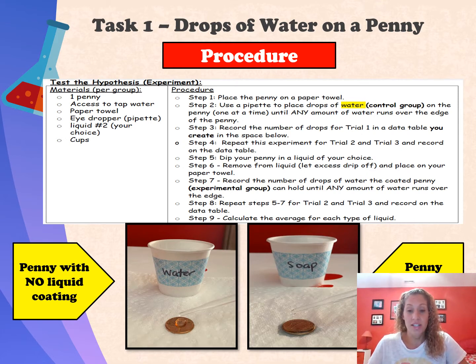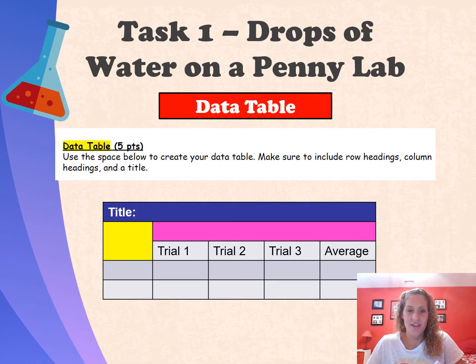Next, you will dip the penny in any liquid of your choice. I chose soap in this case, but again, I would pick something that's a thicker liquid. It might work a little bit better. And then you'll drop water again on top of that penny until it overflows, record your data, and you'll do that again 2 more times for a total of 3 trials again, and then do an average. When you are doing this, you should record it in a data table, which we'll look at here on the next slide.